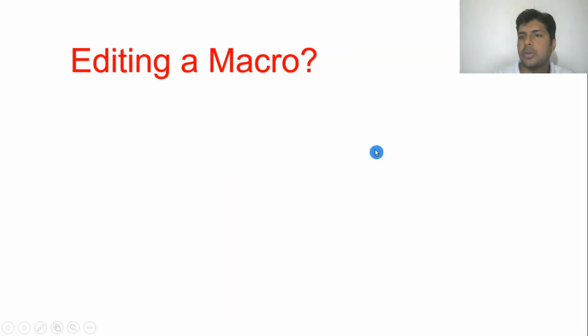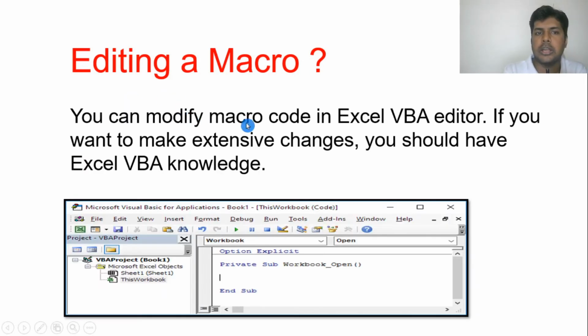Next, editing a macro. How to edit a macro? To edit a macro, you can directly go to the Excel VB editor, or you can also choose the Edit option in the Macros. You just select the name which you want to edit, and click on Edit. Both ways you will go to the VB editor. To edit, meaning to change, extend or delete, you require minimum VBA coding knowledge. Without VBA knowledge you cannot edit a macro.